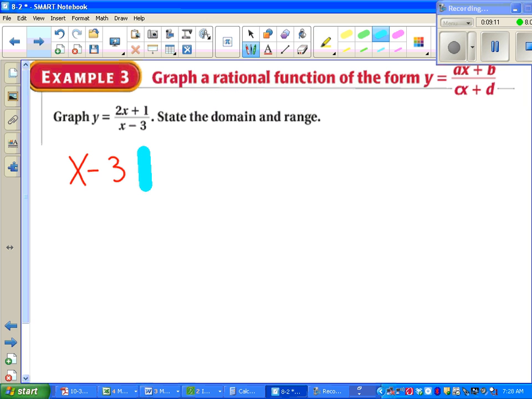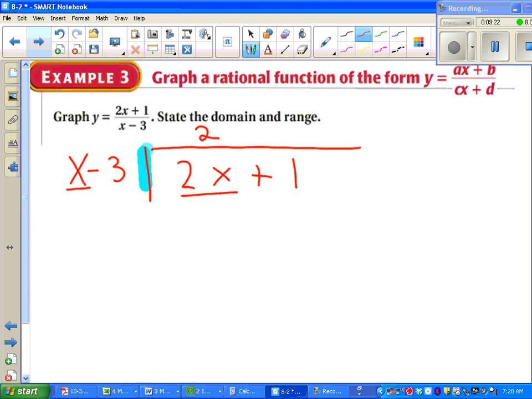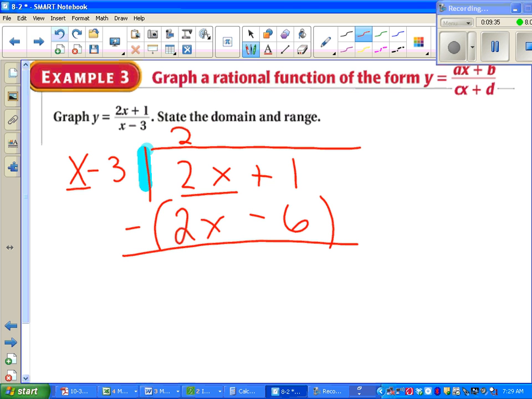Let's see what happens if we use long division. X minus 3 on the bottom, 2x plus 1 on top. We ask ourselves, what do we multiply x by to get 2x? And the answer is 2. Now we distribute that 2. 2 times x is 2x. 2 times -3 is -6. Subtract. 0 plus 7. So our remainder is 7.